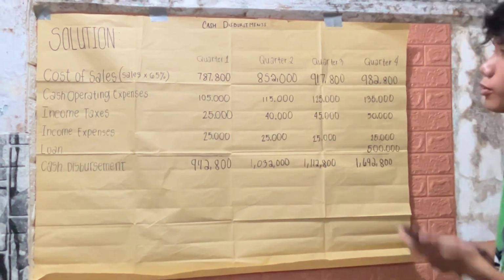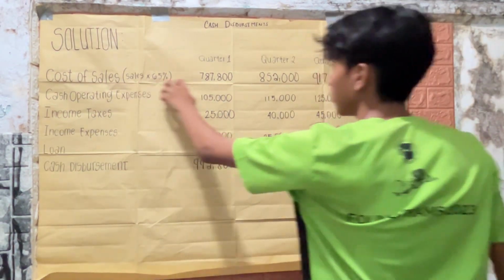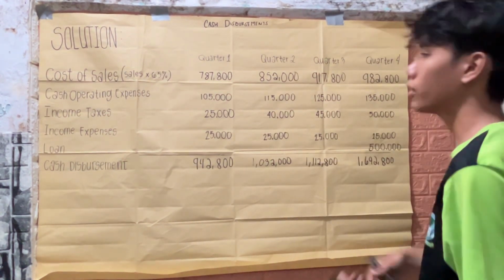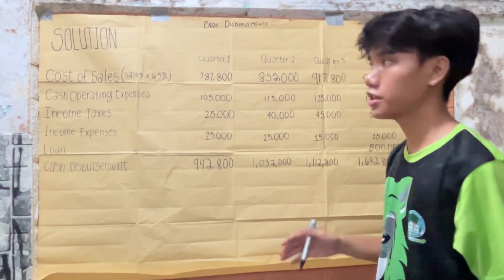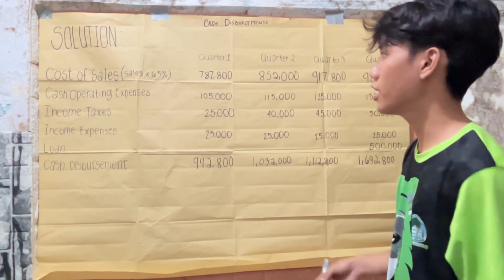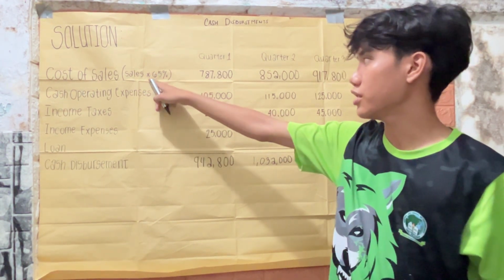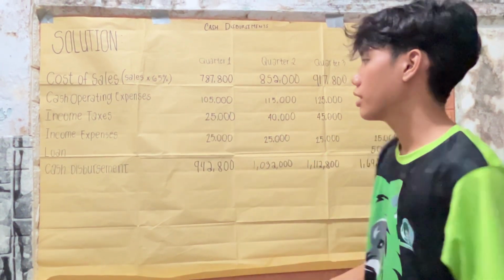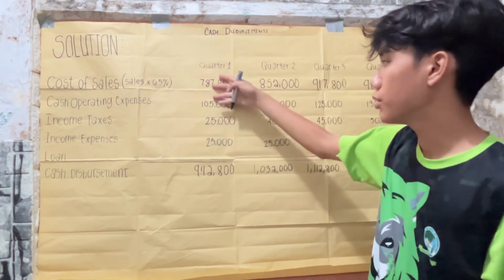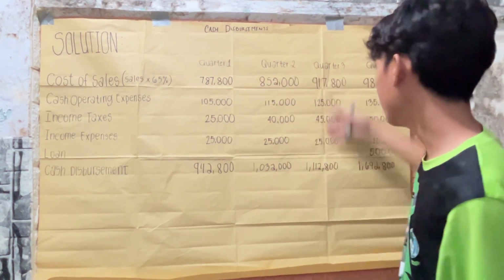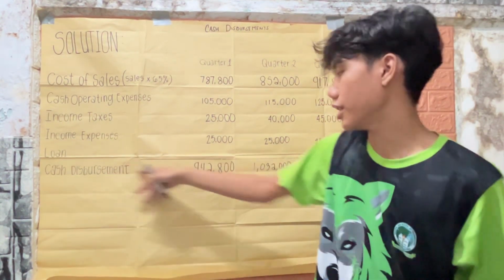So, quick recap: all you have to do is find the cost of sales. You can do that by looking at the projected quarterly sales from the cash receipts and getting its value, which is the 65%. Then you get the sum per quarter, and that's how you get the cash disbursement.